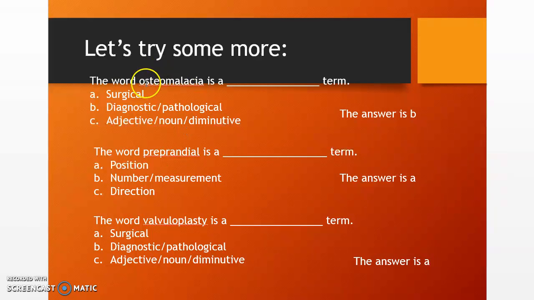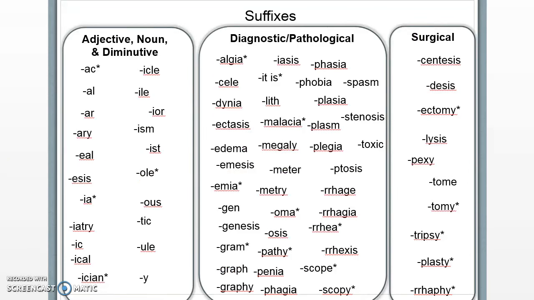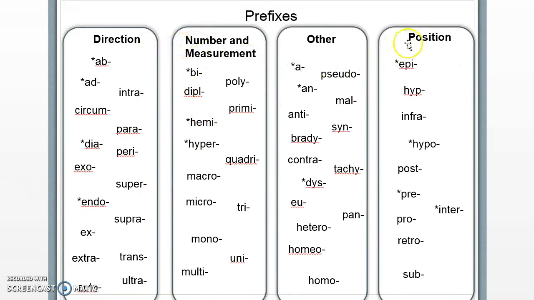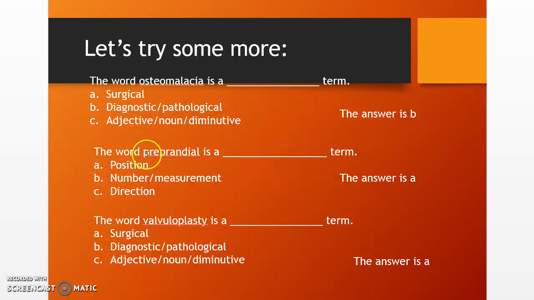All right? Here's the word osteomalacia. Again, surgical, diagnostic, or adjective. So we're looking at suffixes again. Malacia, right? This is diagnostic in nature, so the answer is B, right? Here we go. This word is preprandial, and this term, is it a position, a number, or a direction? So we go back over here. We look at here, position, number, direction. So we're talking about prefixes here. We go back. Preprandial, this is before eating, right? So this is a position, right? This is a position answer.